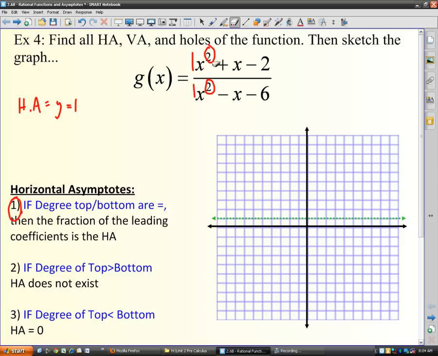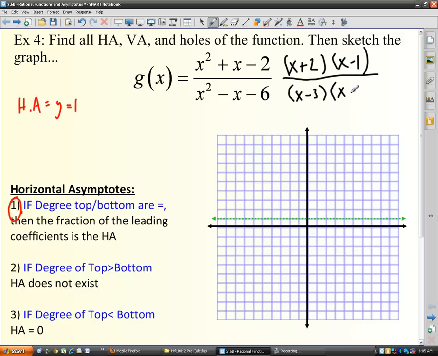Then let's go ahead and find our vertical asymptotes. Let's see if there are any factors in common, because maybe there's a hole, and that'll also help us get our vertical asymptotes. So I'm going to factor the top. When I factor the top, it looks like I get x plus 2 times x minus 1, and you can go ahead and factor it how you want. You can draw out your x and factor it that way. On the bottom, I'm going to do the same thing, and it looks like x minus 3 times x plus 2.